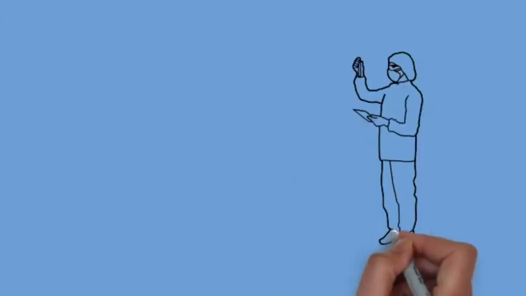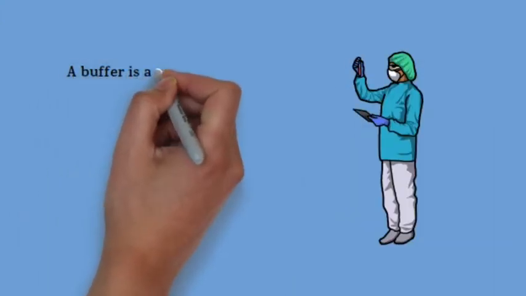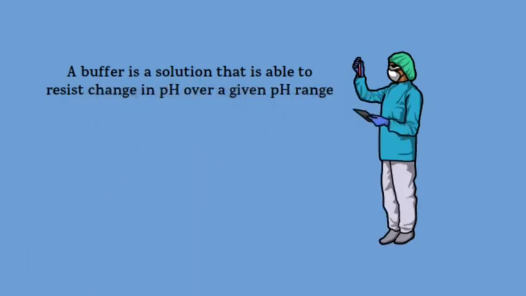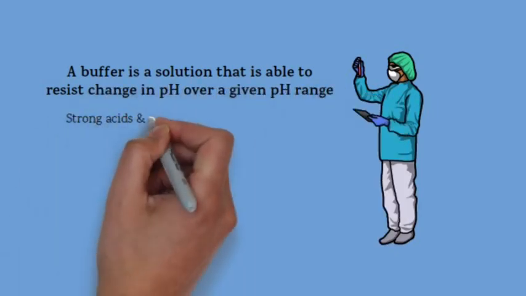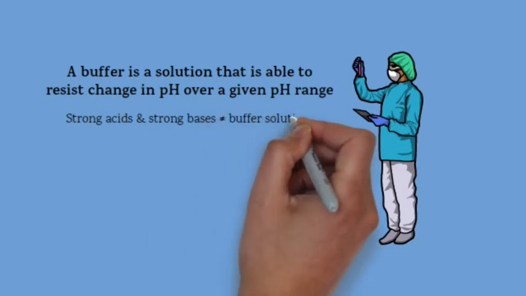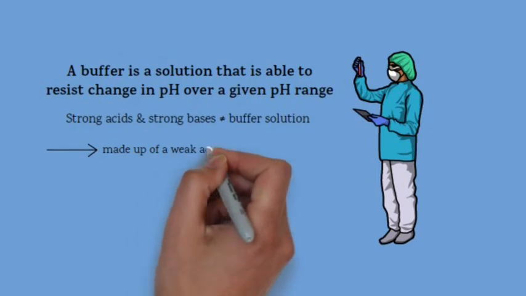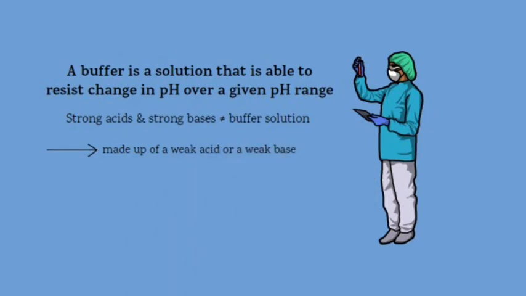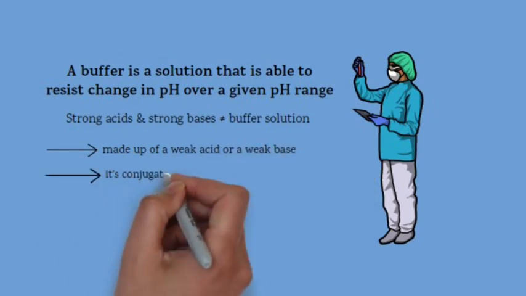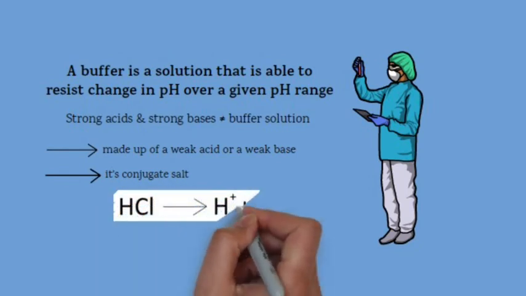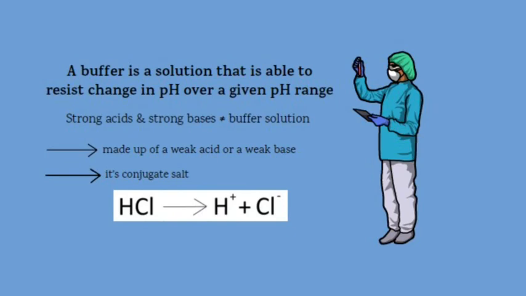Now let's see what this means for buffers. A buffer is a solution that is able to resist a change in pH over a given pH range. Now let's talk about why strong acids and also strong bases cannot be used to make a buffer solution. Buffers are made up of a weak acid or a weak base, and buffers are also made up of conjugate salts. So why can't HCl, which as we have explored is a strong acid, be used as a buffer? Well, because it is all about how far it goes to dissociation.